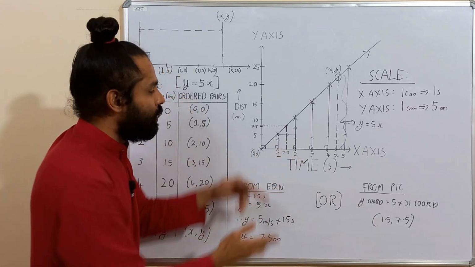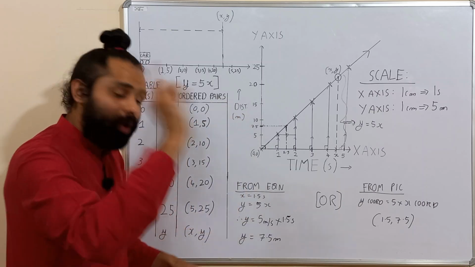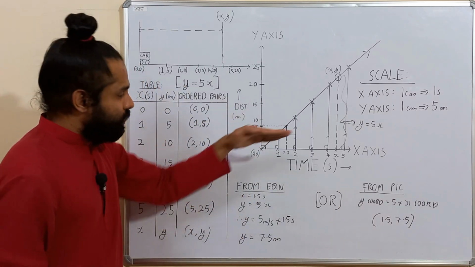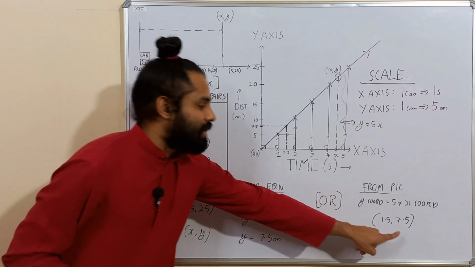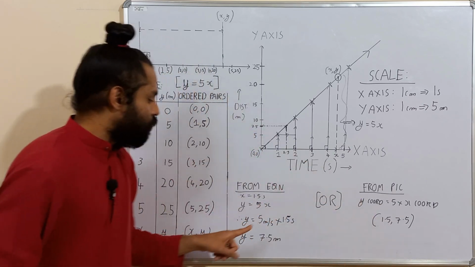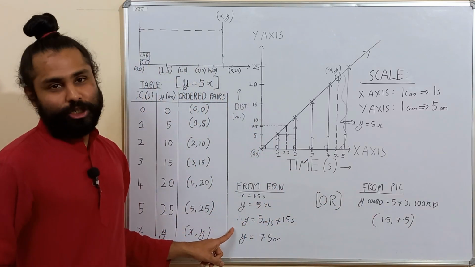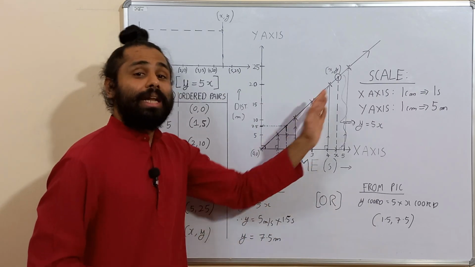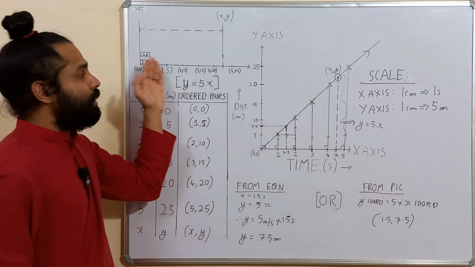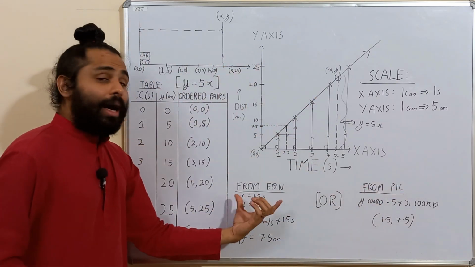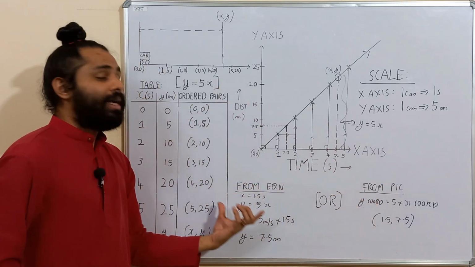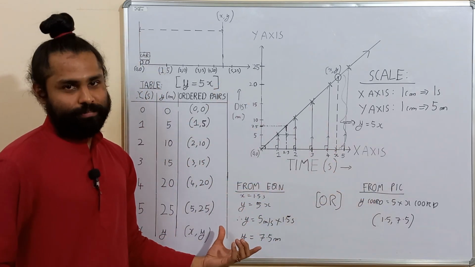Then you can rest assured that the y coordinate of that point will be 1.5 into 5. Just see what it is, you will get the answer 7.5, which is the same as the answer you got from the equation. So this picture gives us another way of computing different cases in the experiment, an alternative to computing it directly from the equation.